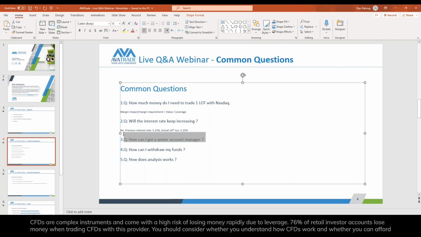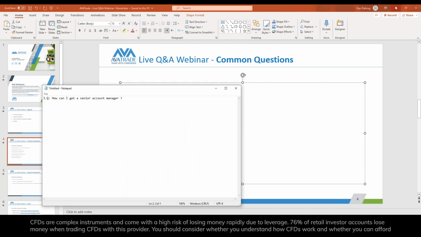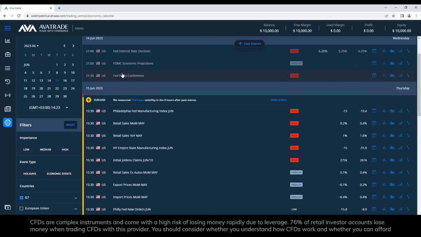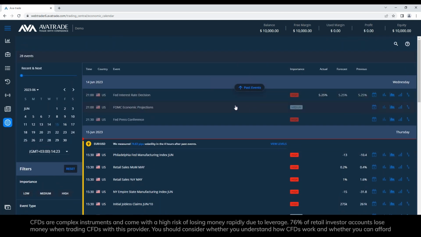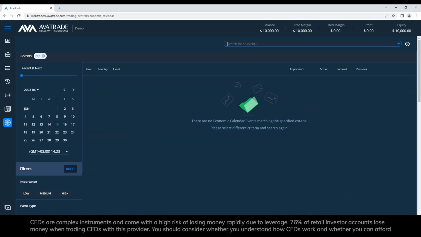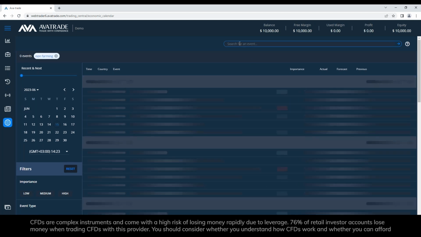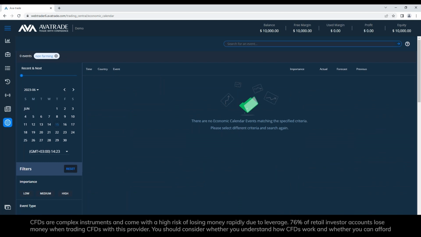How can I get a senior account manager? This one's easy. Let me just show you guys. It was here by a pleasant accident, but if I wanted to search, you see the magnifier at the upper right. I can put down what I want to search. If it's the NFP, the non-farm payroll, it's still not going to show. How is that?